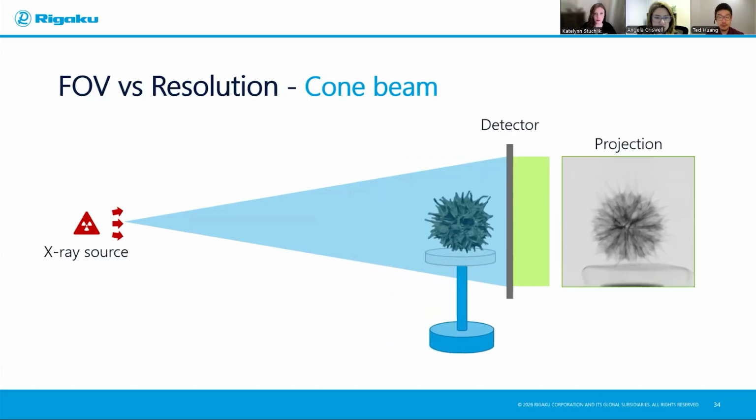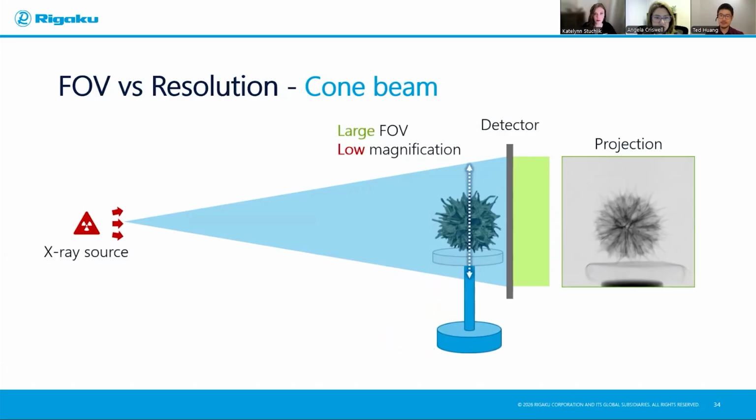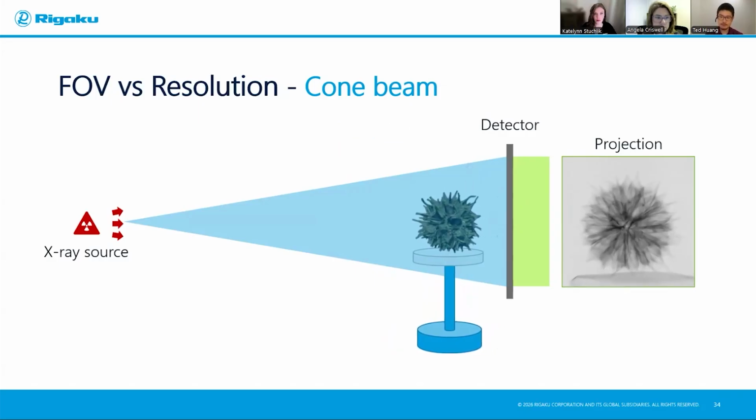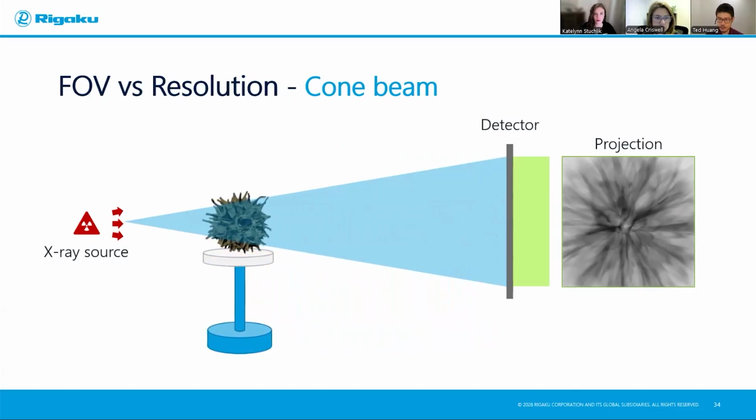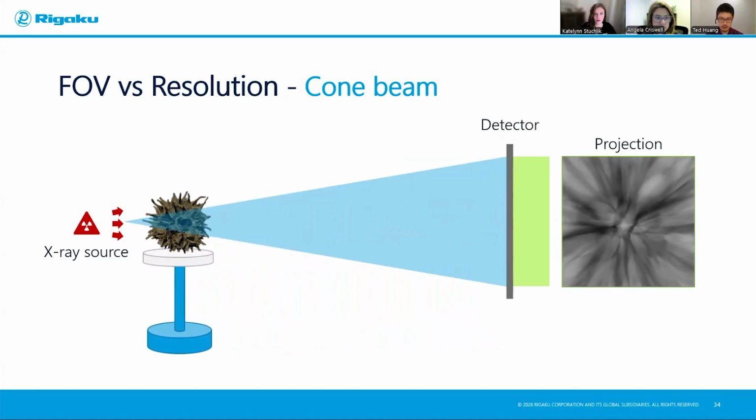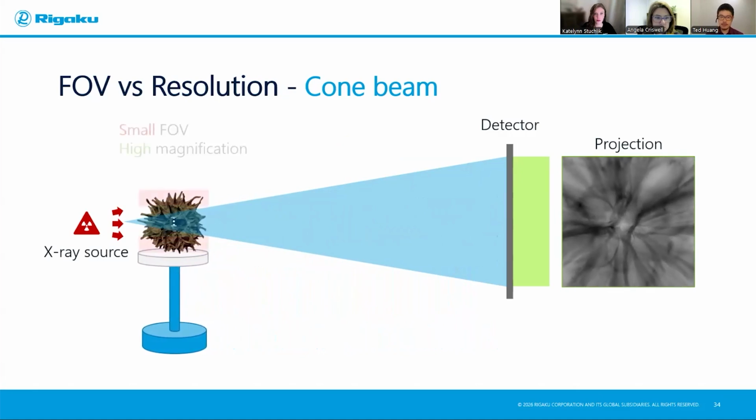Now, if you move it the other way, if you move it closer to your X-ray source, you'll see that you have a lot more magnification. You can see via the projection that I show on the right. But at the same time, you have a more limited field of view. You're not scanning your whole sample anymore. There are parts of your sample that are not within the field of view, but you do have a high magnification. So this is where the FOV and resolution balance comes from.